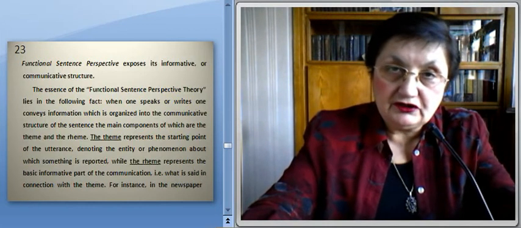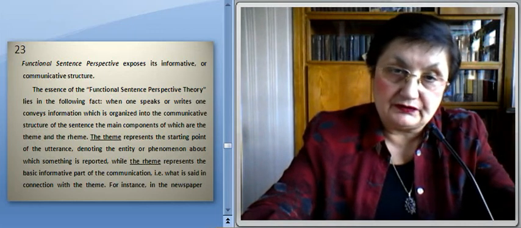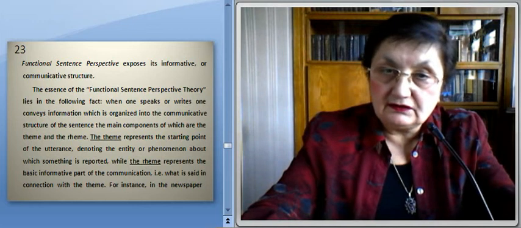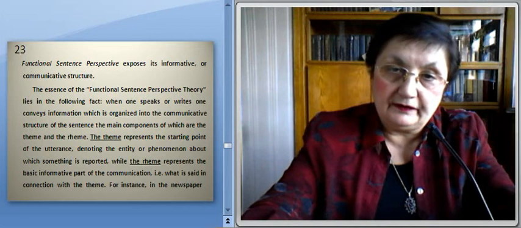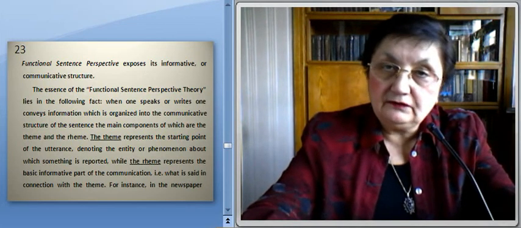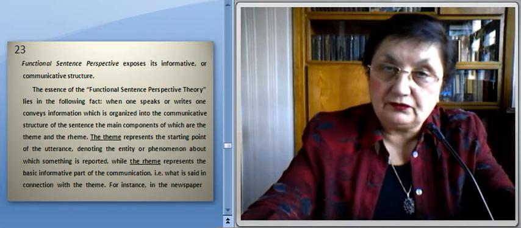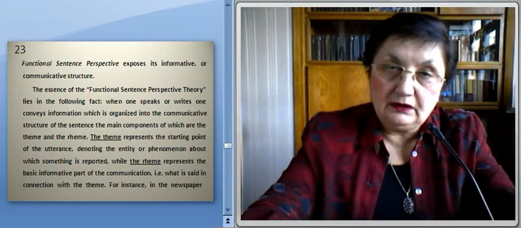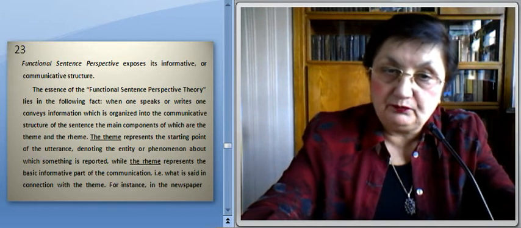The essence of the functional sentence perspective theory lies in the following fact. When one speaks or writes, one conveys information which is organized into the communicative structure of the sentence, the main components of which are the theme and the rheme. The theme represents the starting point of the utterance, denoting the entity or the phenomenon about which something is reported, while the rheme represents the basic informative part of the communication, that's what is said in connection with the theme.